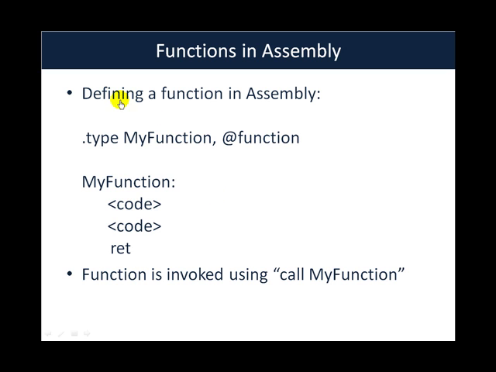So the way to define a function in assembly language with the gas compiler is using the .type directive and then saying that it is of type @function. In the middle you have your function name, which is myfunction as an example. Once this directive has been given to the assembler, you can define the myfunction label anywhere in your code and then have those lines of code.